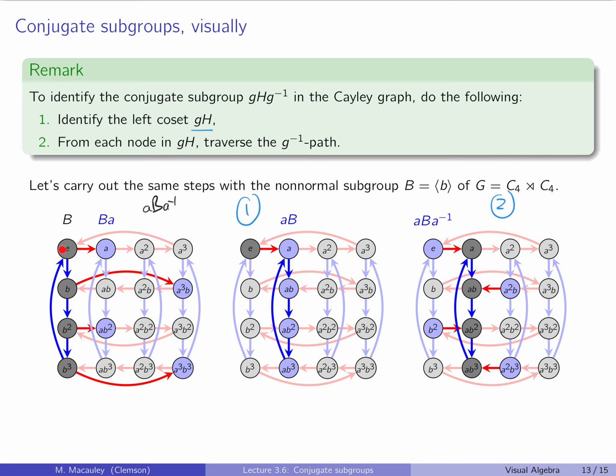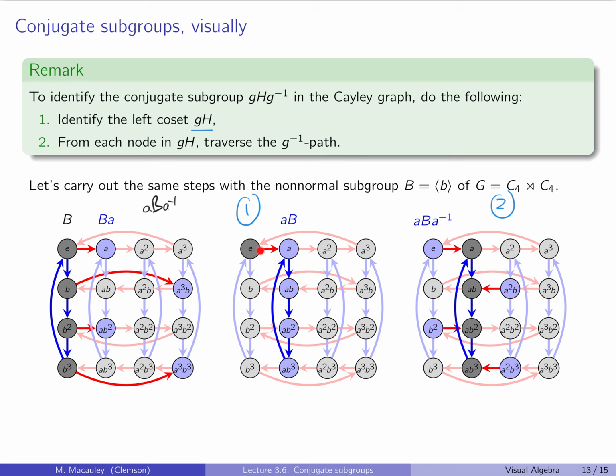So remember, BA is what we get from starting from B and following the A arrows, which is the red arrow. So this is A, and A. So notice that is different than the left coset, AB, which is starting from A, following all the blue arrows. So the first step, we identify this left coset, and then from each node, we traverse in this case, the A inverse path. So A is red, so A inverse means follow backwards red.